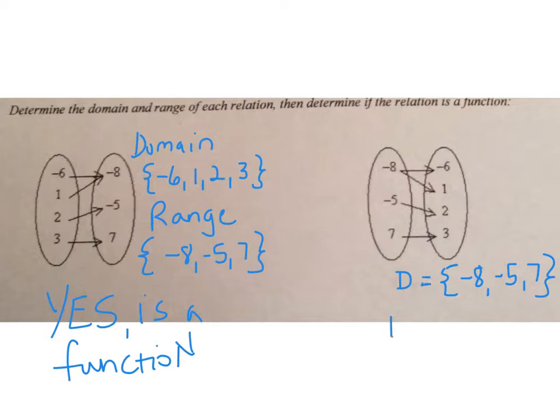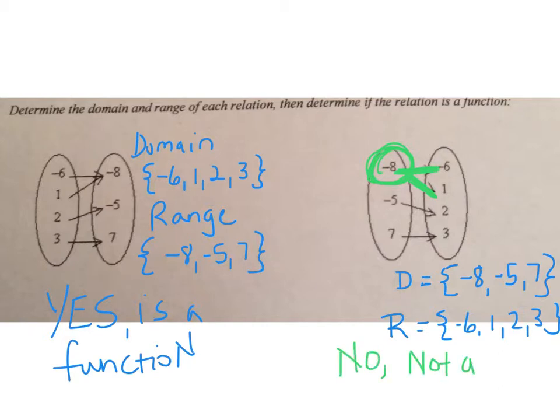And here the elements of the range are -6, 1, 2, and 3. Now, in this case, do I have an element in the domain that has two arrows extending from it? I do. This -8 here, -8 is mapped to -6 and mapped to 1. That can't happen in a function. So this is not a function. So I'm going to say no, not a function.